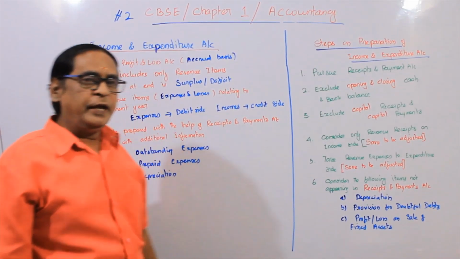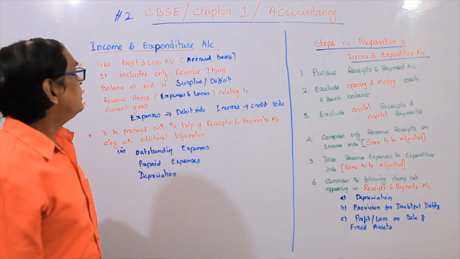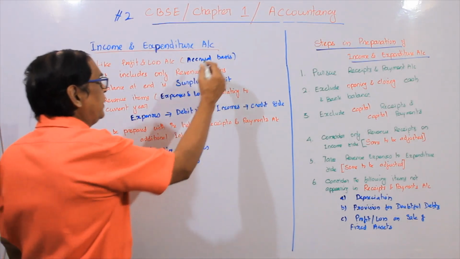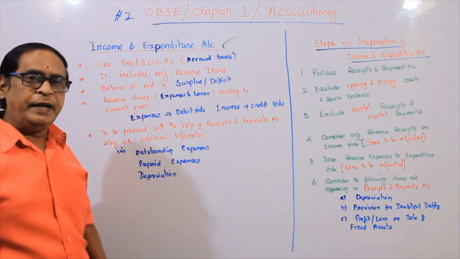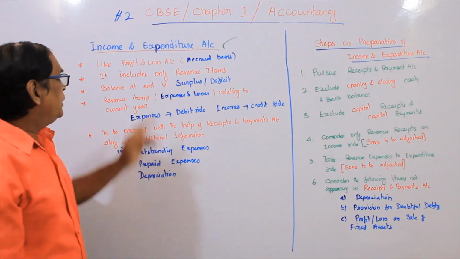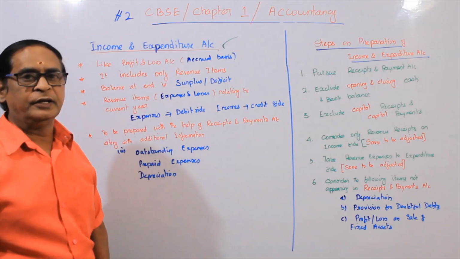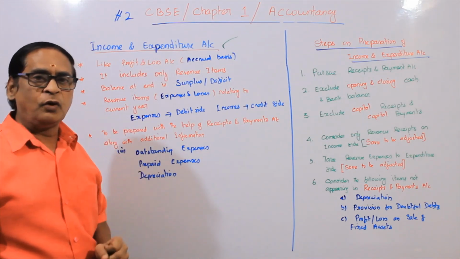Today I am going to take income and expenditure account, chapter 1 of the CBSE syllabus in accountancy. What do you mean by income and expenditure account? I had already explained income and expenditure account. It is to be prepared in the case of a not-for-profit organization. It is akin to a profit and loss account.